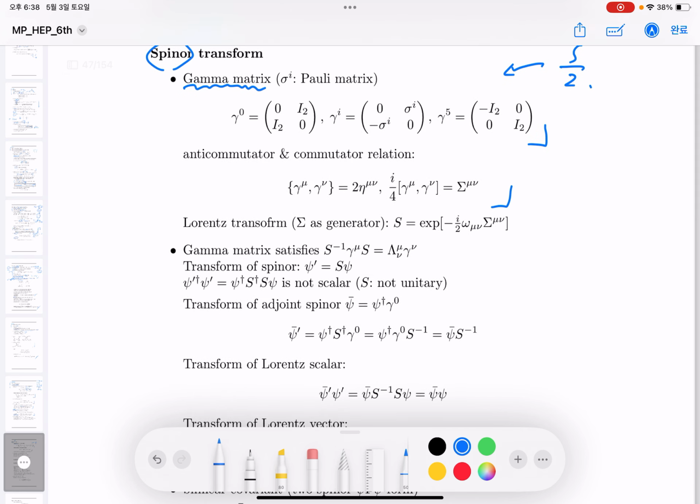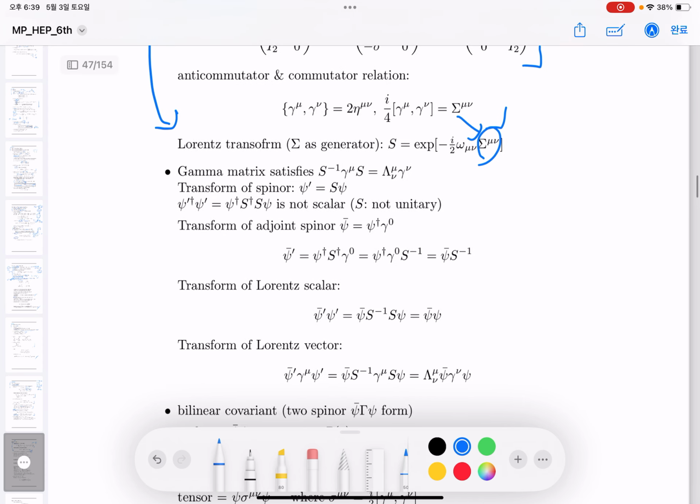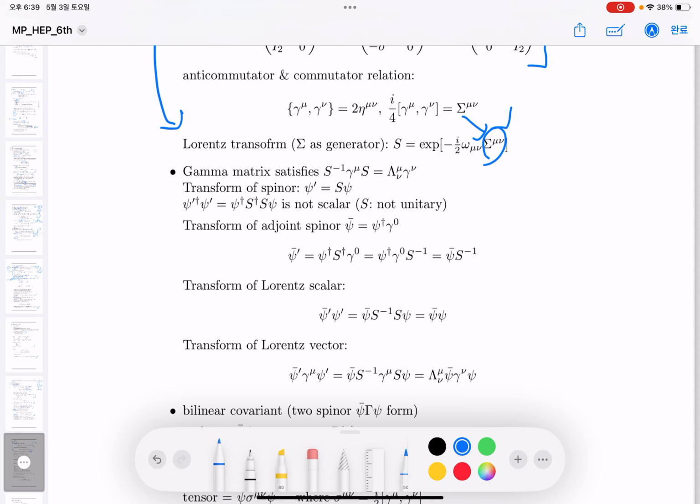And the Lorentz transformation of the spinors is given by the following generators, which arise from the commutator relations of the gamma matrix. The point is how the spinor objects transform under the Lorentz symmetry. First of all, the gamma matrix satisfies the following relations, where S is the Lorentz transformation here, and the spinors transform like that. So if we define the adjoint spinor psi bar as psi dagger gamma 0, then psi bar psi behaves like a Lorentz scalar.